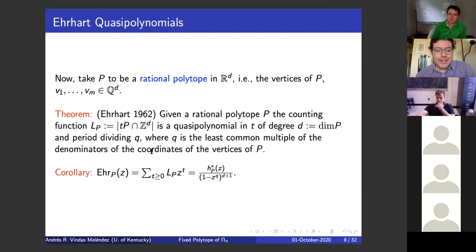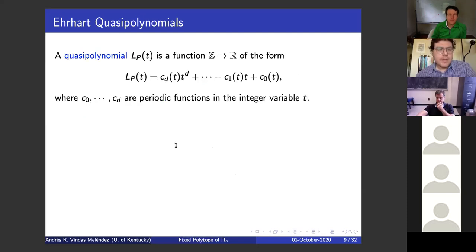So that's a mouthful. But again, I can encode these Ehrhart quasi-polynomials in a generating series, and I get what we're calling the Ehrhart series, to be of this form. Now this depends on our period, which we didn't have before. And again, if q is equal to 1, we are in the lattice polytope case, okay? So maybe that wasn't very illustrative, so what is a quasi-polynomial? Well, a quasi-polynomial is a function from Z to R of the following form, where now we have some periodic functions coming into play here, okay?